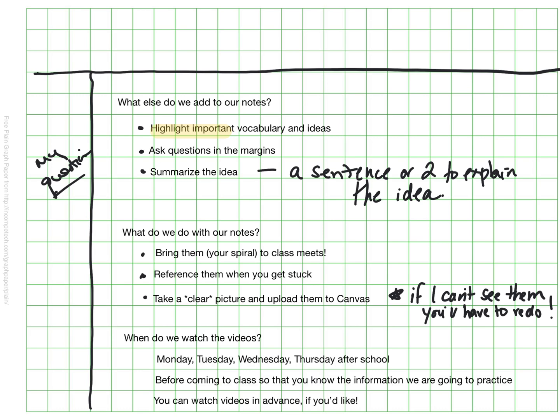And of course, we want to know when we need to watch the videos. The videos will be assigned on Mondays, Tuesdays, Wednesdays, and Thursdays, your afternoon assignments for after school. You'll want to watch them before you come to class. Otherwise, you won't know what's going on when you get to class, right? We will be using that information together in class the following day. However, I will post them earlier. So if you want to get ahead for the week, you can always watch the videos in advance if you'd like.